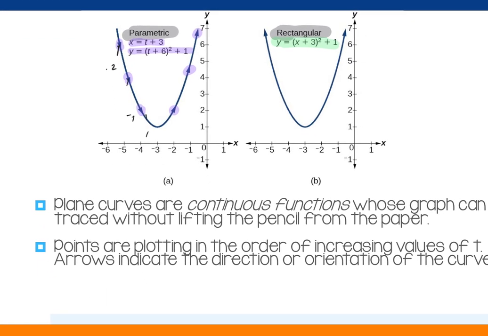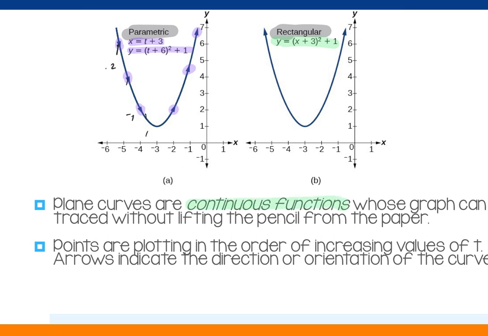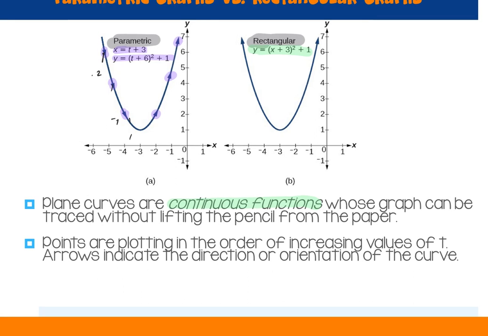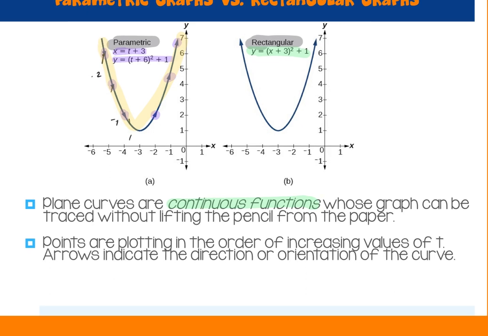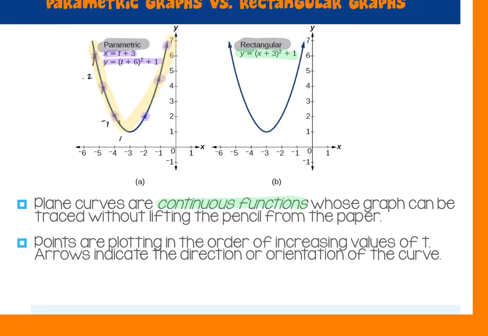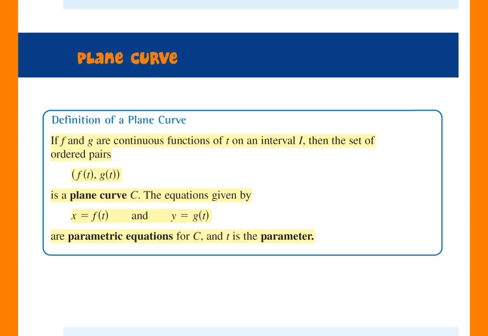So on the bottom, it says these are continuous functions, meaning there's no stop and start to them, not like a piecewise function, okay? You can actually graph them by starting and not lifting up your pencil. It would be one fluid shape, kind of like your higher degree ones. And then points are plotted in the order of increasing values of t. Again, arrows will indicate the orientation of the curve. Orientation is the word that they will use to mean you have to put arrows to show which direction it's going, okay?